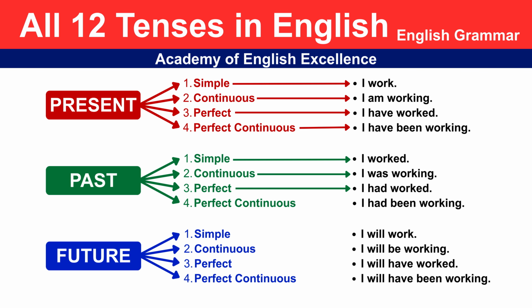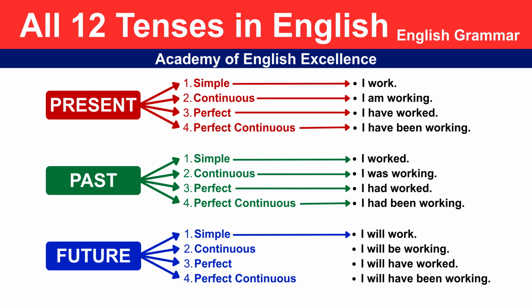The past perfect describes an action completed before another past action. For example, I had worked, or I had worked before he arrived. The past perfect continuous describes an action that continued for some time before another past action. For example, I had been working, or I had been working for 2 hours before he arrived.